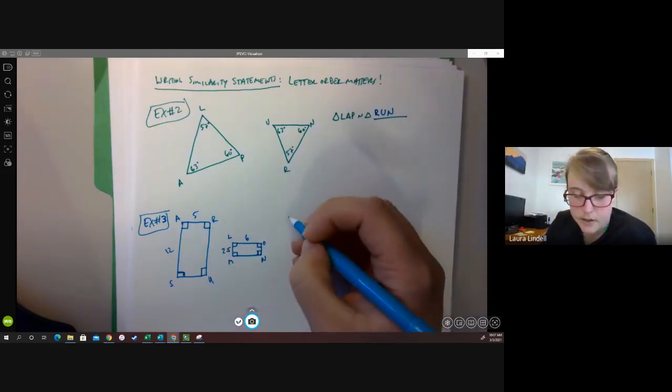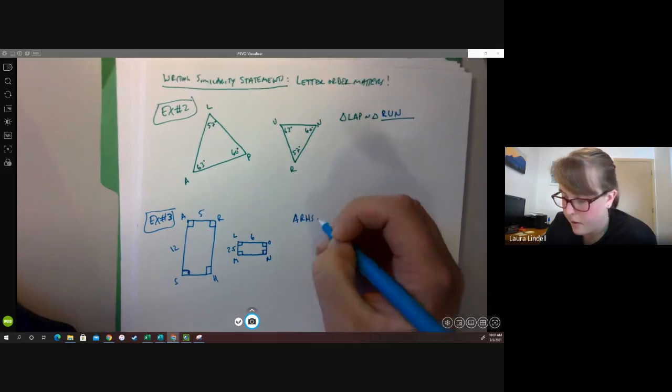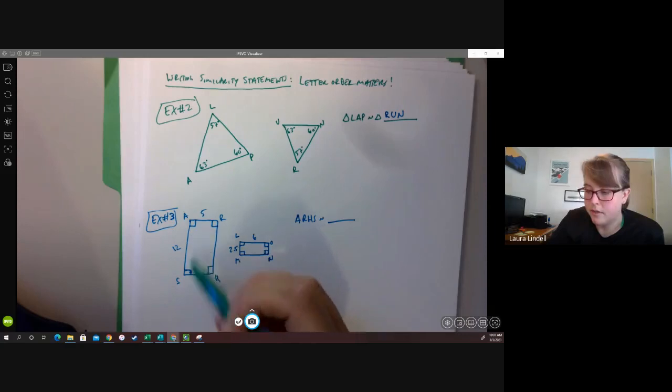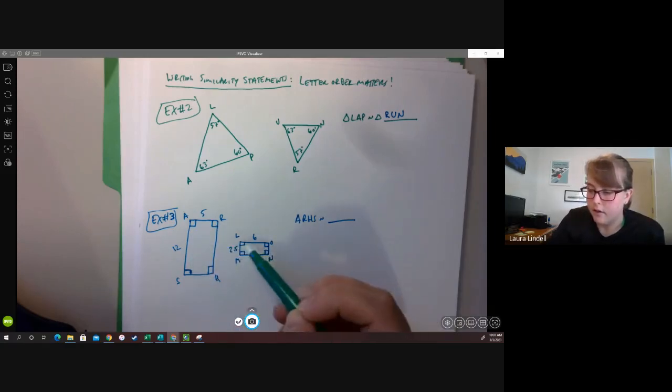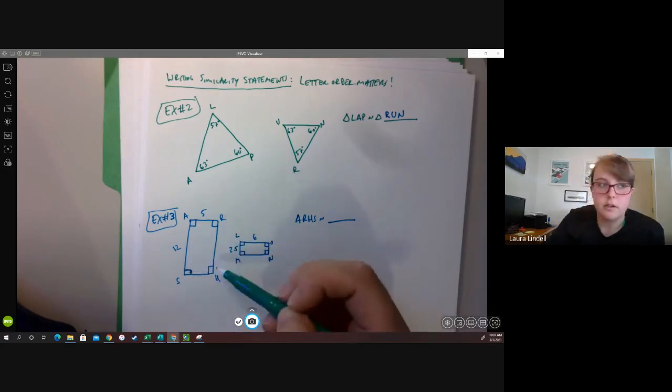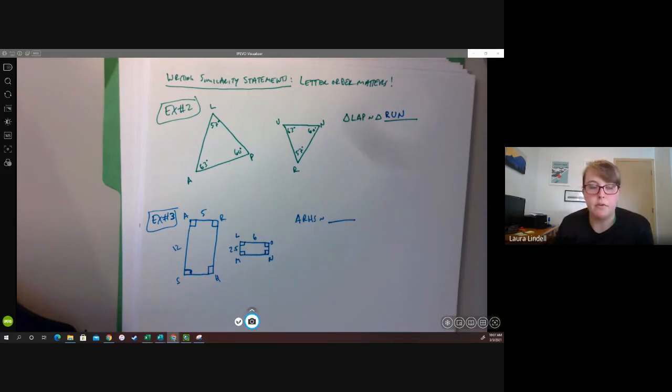We might be asked to finish the similarity statement, ARHS is similar to blank. Okay, so this is one where there's actually a couple different possible correct answers. Because on a rectangle, you have two short sides and two long sides. So the long sides, you could have that OL goes with AS, or you could have that OL goes with RH. Depends on just how you choose to label everything. So this is where we could have a couple of correct answers.